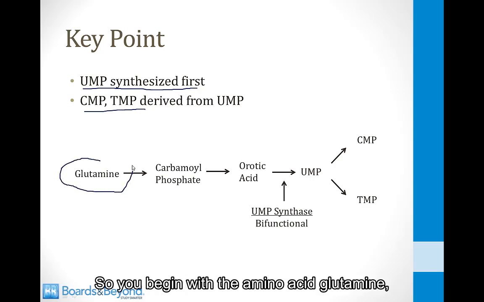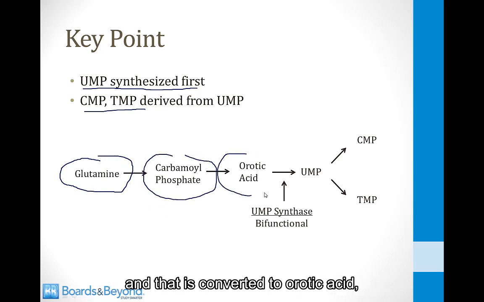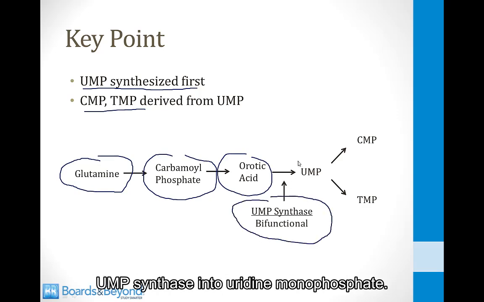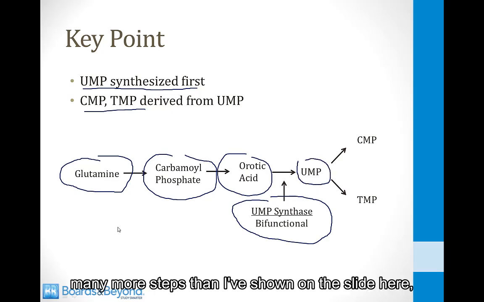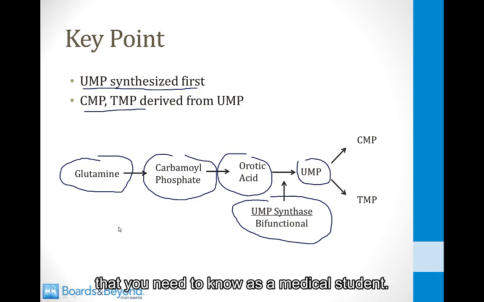So you begin with the amino acid glutamine, you convert it to carbamoyl phosphate, and that is converted to orotic acid, which is then converted by the bifunctional enzyme UMP synthase into uridine monophosphate. There are, of course, many more steps than I've shown on the slide here, but I have summarized them into the most important ones that you need to know as a medical student.